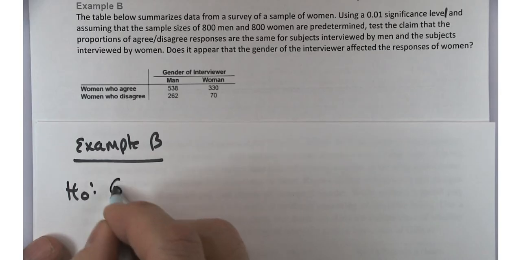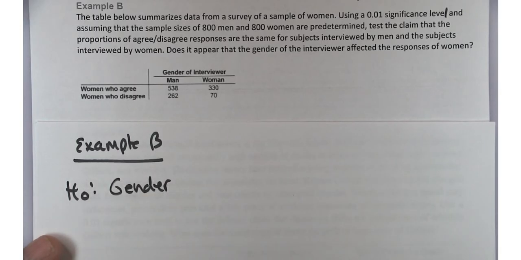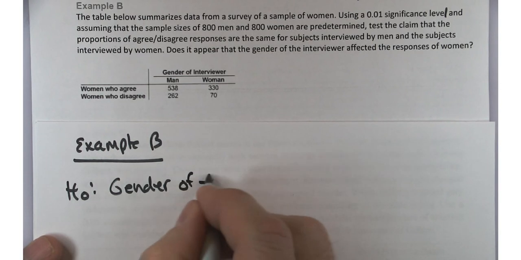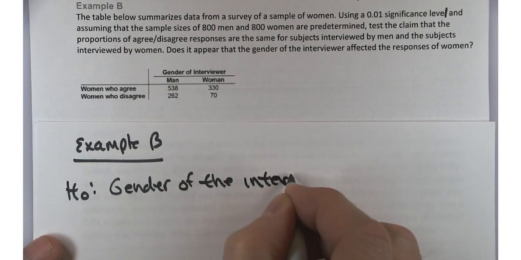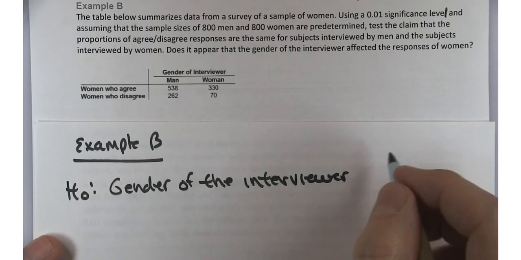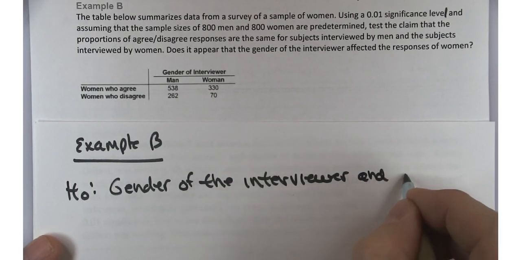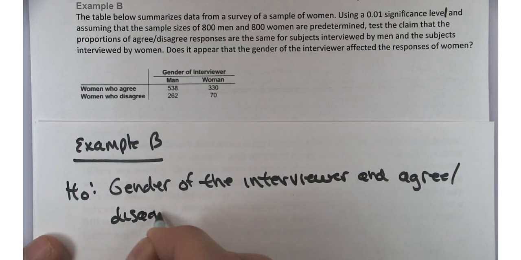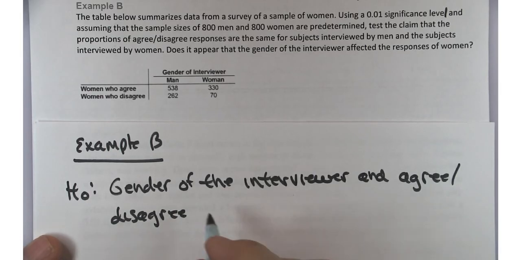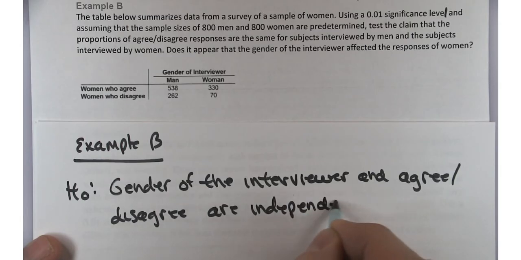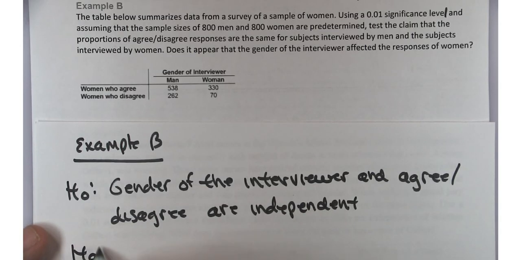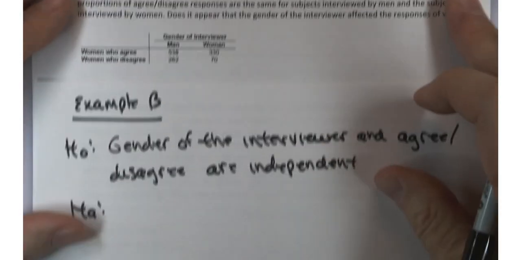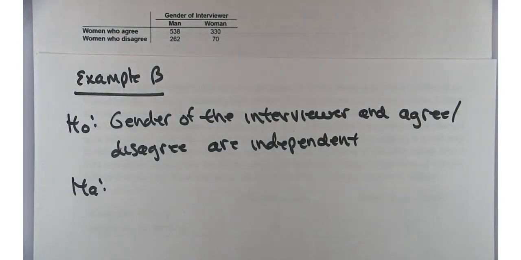So in this case, the gender of the interviewer and agree/disagree are independent. The alternative hypothesis, you could say that there's a dependency. Again, I prefer that there's an association between those two.